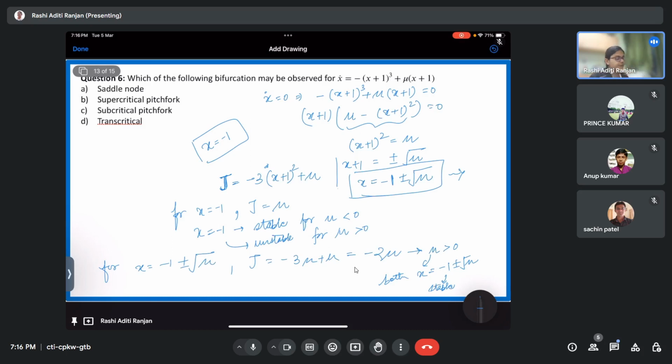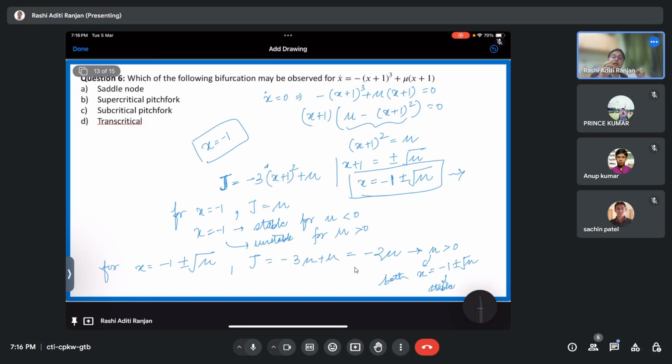If you see, for mu less than 0, we are having only one fixed point, and that is also stable. While if mu increases from 0, that x equals minus 1, which was initially stable, becomes unstable, and then there is an introduction of two new fixed points which are now stable. So this is a supercritical pitchfork bifurcation.